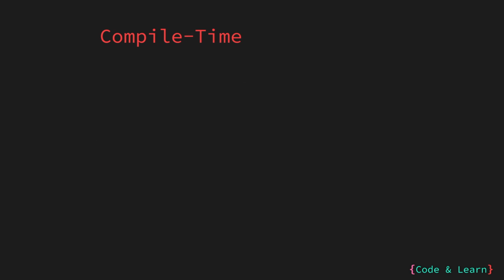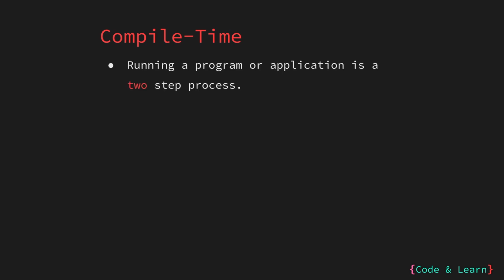Now let us understand the differences between compile time and runtime. First, let us start with compile time. Let's take an example of Go. When you write your Go code, first you need to compile it to binaries and then run it. So running your application written in Go is a two-step process. The first step involves compiling your Go code and the second step involves running the compiled binaries.